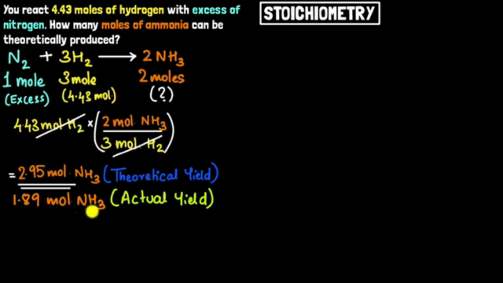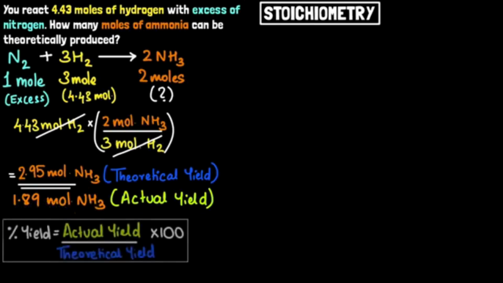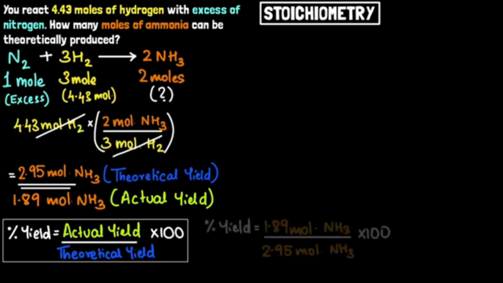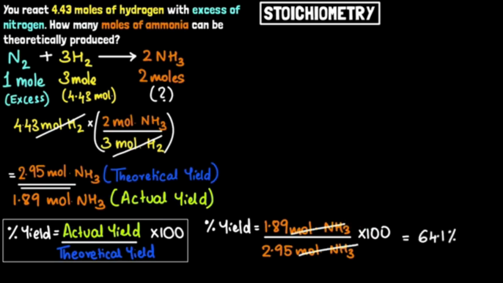So for example, let's say you perform this in the lab and you get the actual yield to be about 1.89 moles of ammonia. Now we can define something called the percent yield, which is basically the actual yield divided by the theoretical yield multiplied by 100. So in our example, the percent yield would be the actual yield that you got in the lab divided by the theoretical yield that we got from our theoretical calculation multiplied by 100. Notice that the moles of NH3 cancel out, so the percent yield will not have a unit. It will be a unitless number. But if you multiply this, you will get about 64.1%.